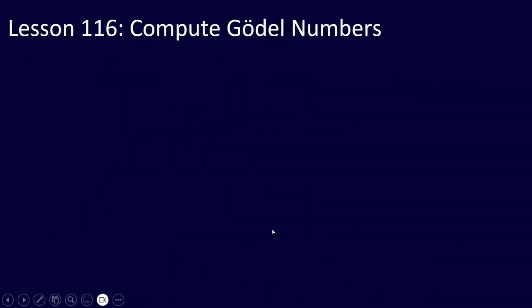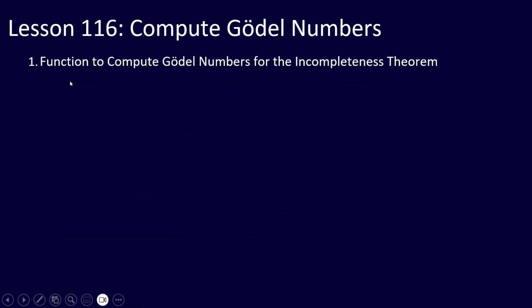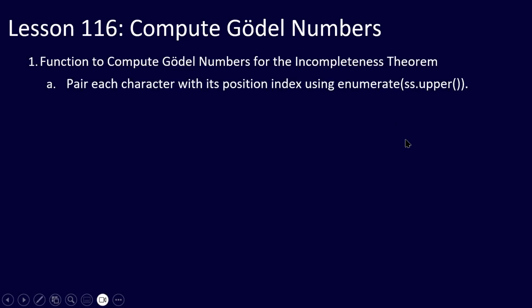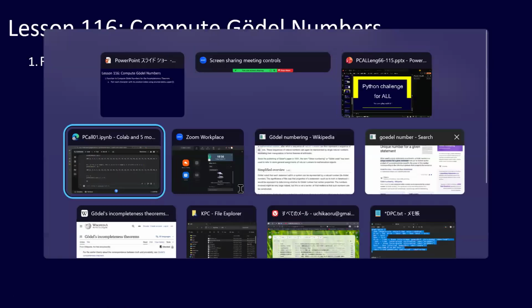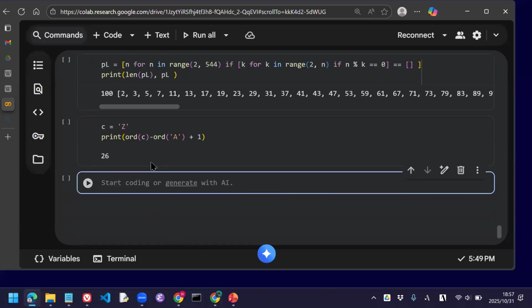Okay, let's continue to define a function to compute Gödel numbers for the incompleteness theorem. As I explained, this was invented for the purpose of proof of the incompleteness theorem, but that's all up to you to read all the story. So let's continue. Given a string, pair each character with its position index using enumerate. Let's do that. Let's continue from here.